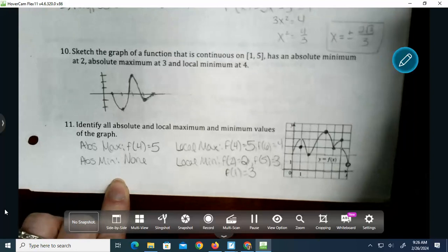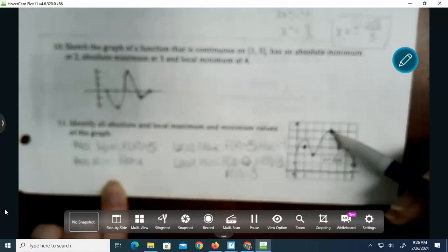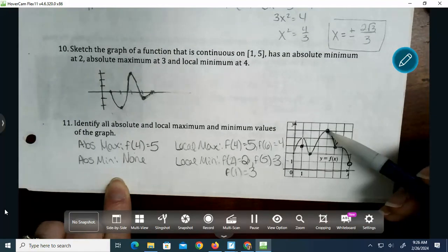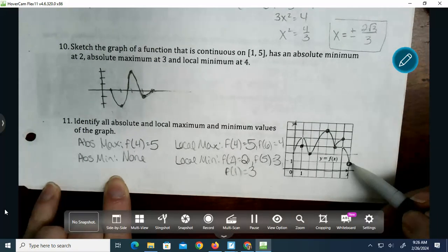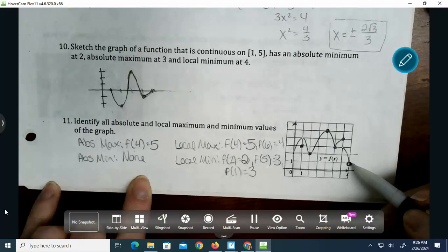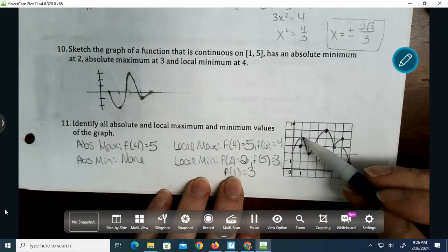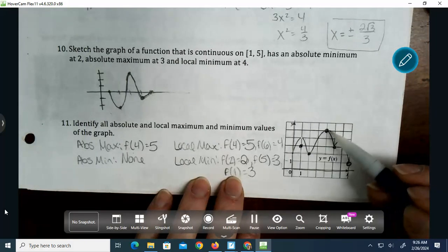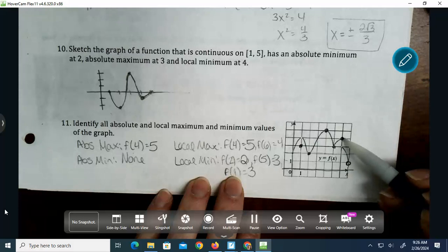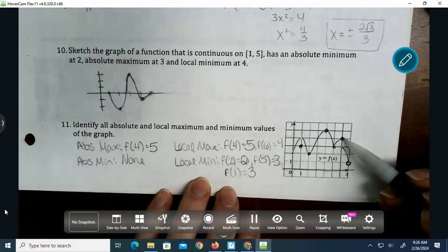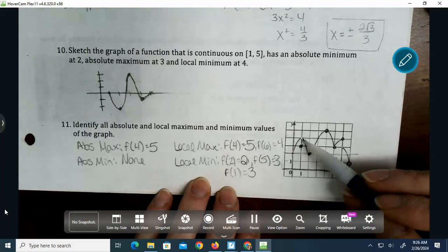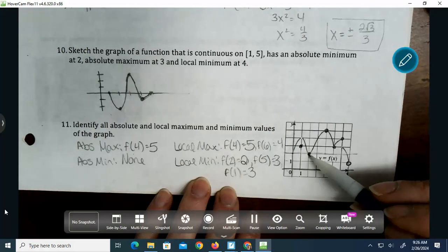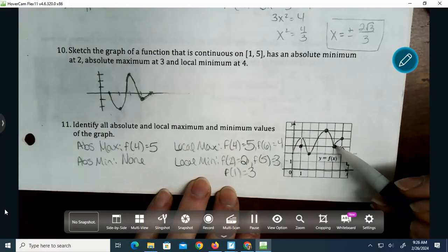Number 11, absolute max was right here, 4, 5. Absolute min would have been this point, but it was an open circle, so there is none. Local max, so this would be 1, but it's open, so it doesn't count. The 4, 5 can count, and also the 6, 4. Local min, we need to count this 1, 3 because it is lower than the surrounding points. 2, 2, and 5, 3.